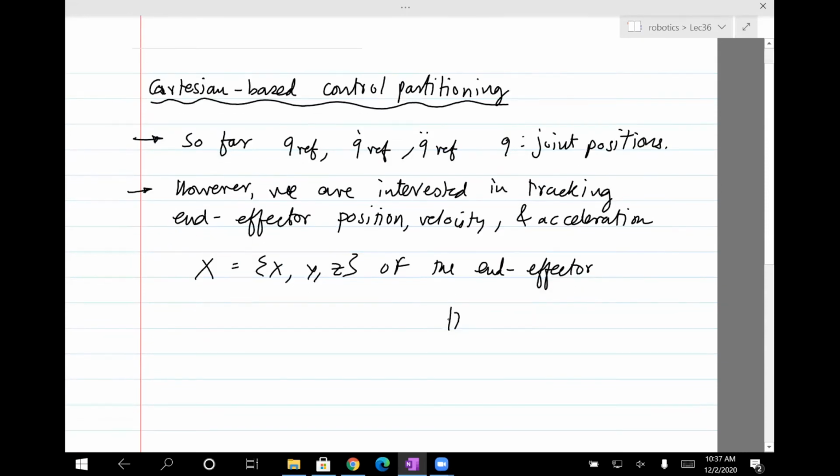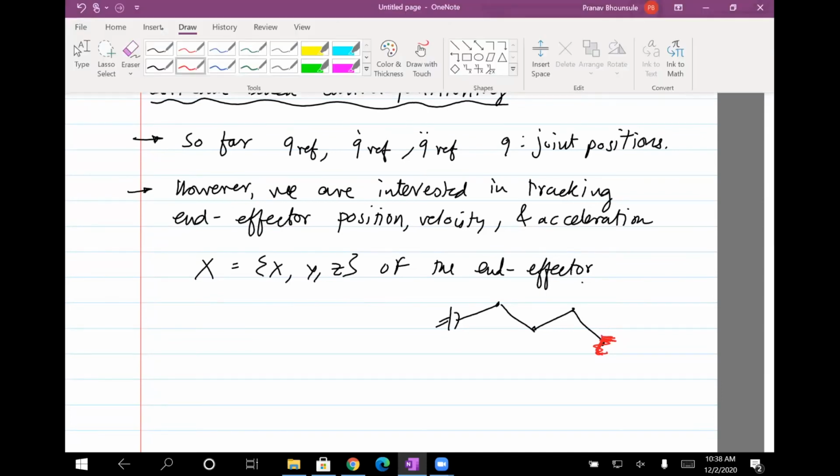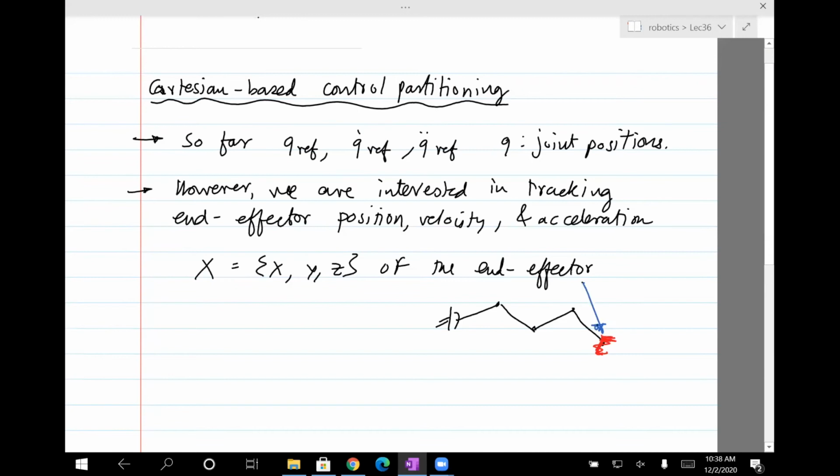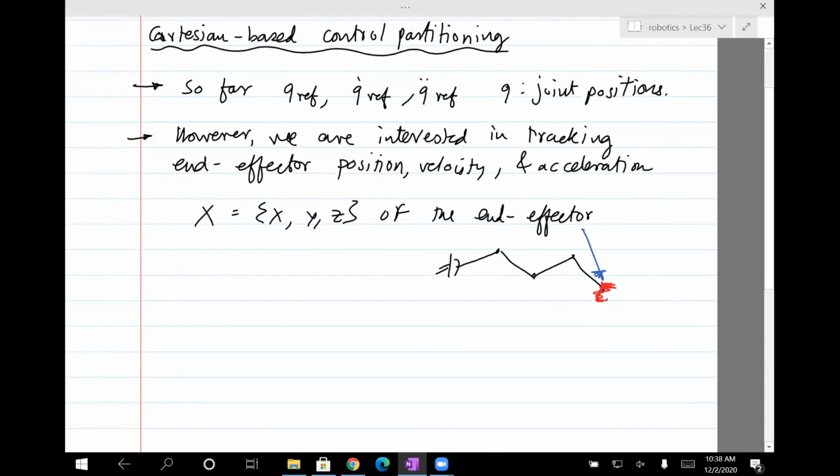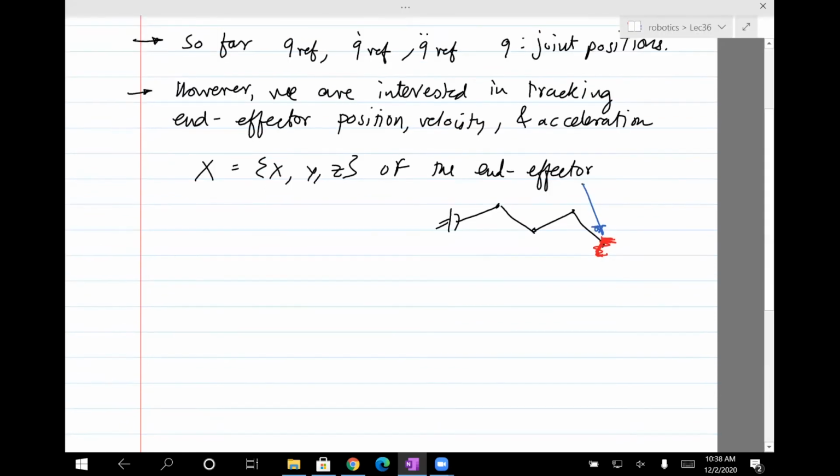So if there is a manipulator, that is the end effector of the manipulator. So that's the end effector, and we want to track the motion of the end effector in Cartesian space, because in Cartesian space the manipulator has to lift objects and so on. So what we're interested in is tracking x ref, x dot ref, and x double dot ref.